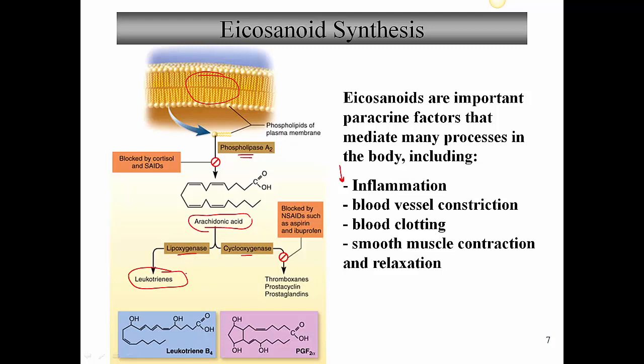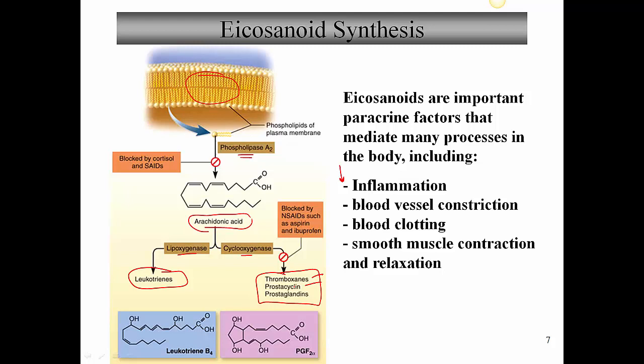These are very important immune cell and leukocyte type mediators. We can make things with cyclooxygenase like thromboxanes, prostacyclin, prostaglandins. We've talked about thromboxanes and we've talked about prostacyclins before. Remember, thromboxanes are things that cause smooth muscle contraction in the blood vessels and cause blood vessel constriction.